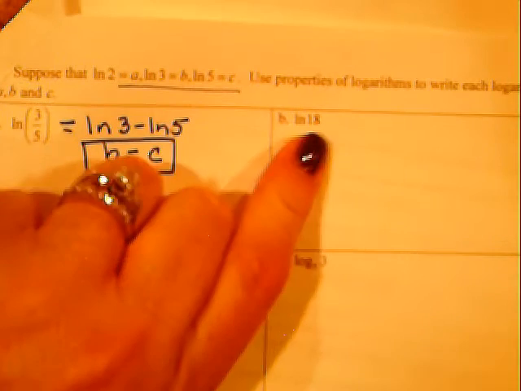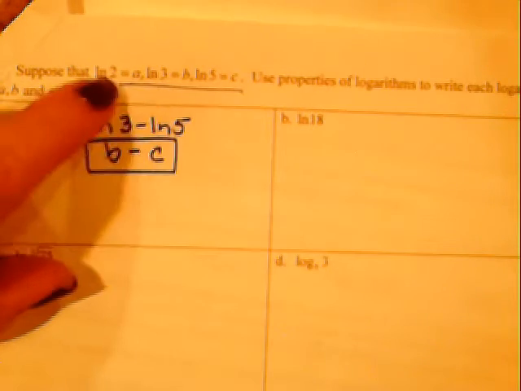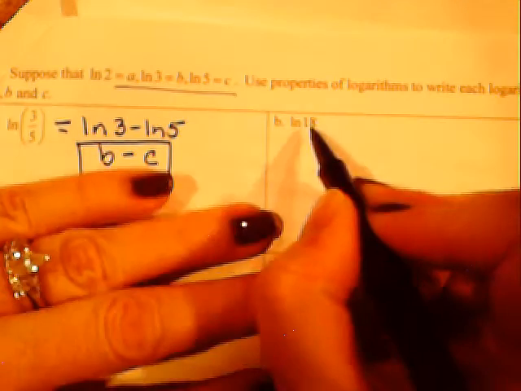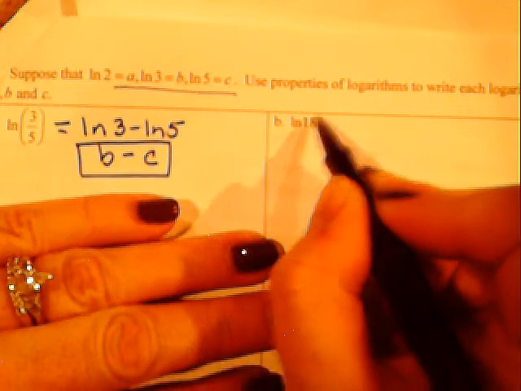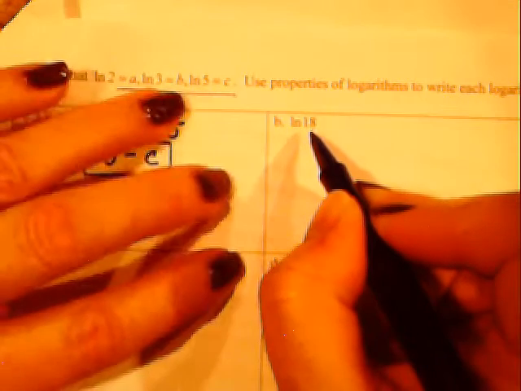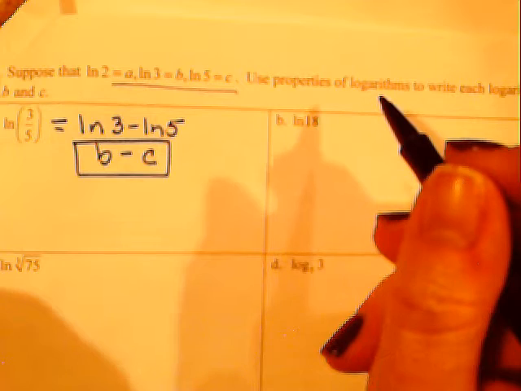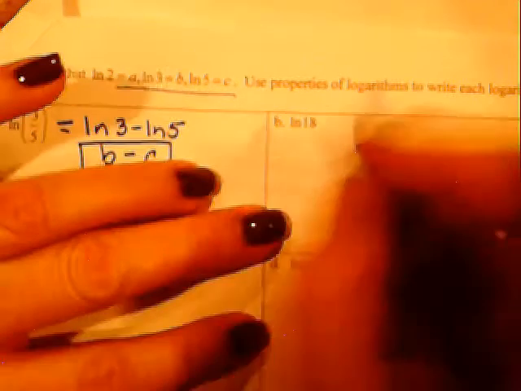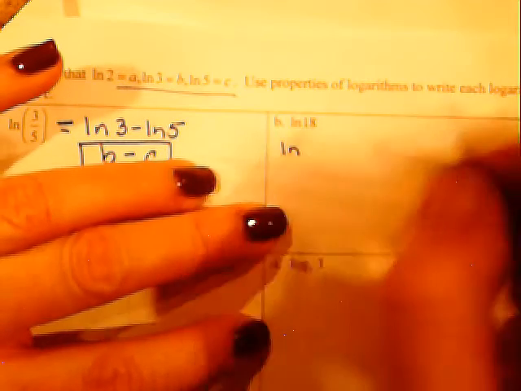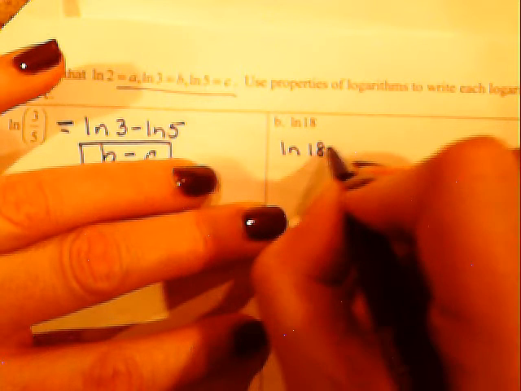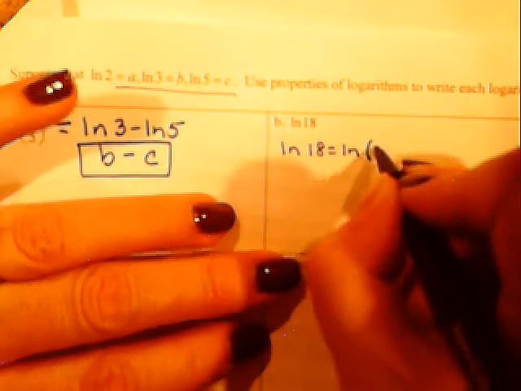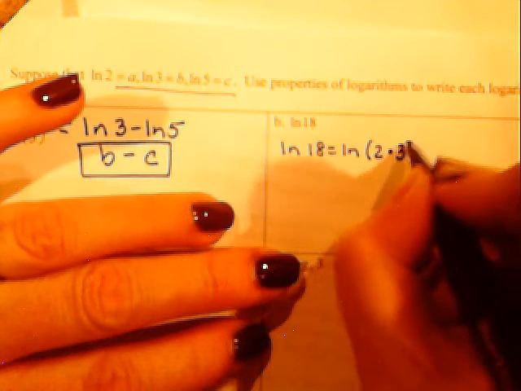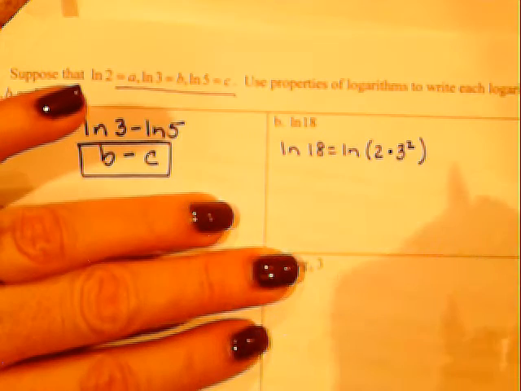Now, natural log of 18. So look at the numbers they're giving you, 2, 3, and 5. Is there a way I can rewrite 18 as a product using 2, 3, and 5? Well, I know that 3 times 6 is 18. I also know 9 times 2 is 18. So I can rewrite the natural log of 18 as the natural log of the product of 2 times 3 squared, because 3 squared is 9.